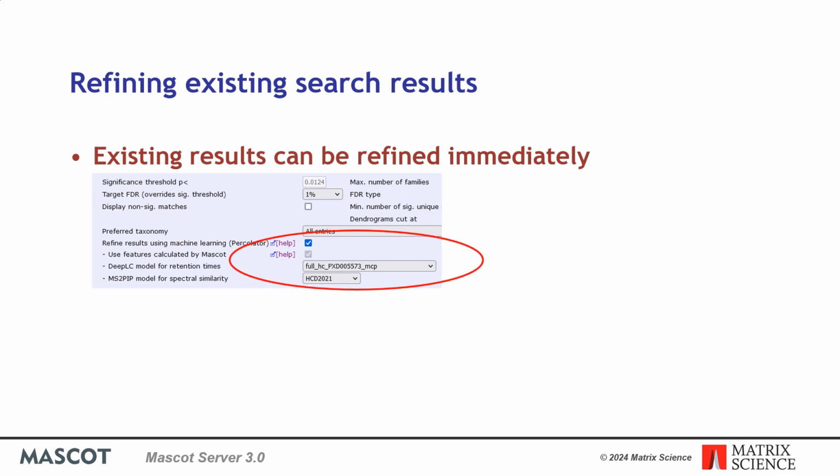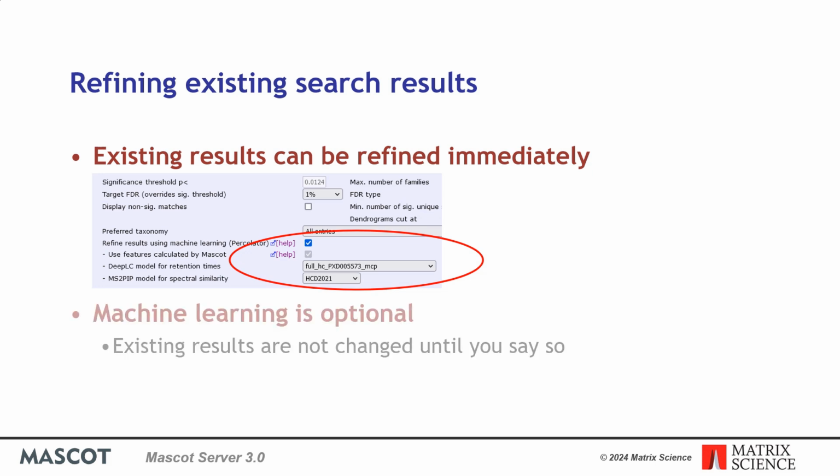If you're in the middle of a project, updating to Mascot Server 3.0 is safe. Machine learning is entirely optional. Until you enable it explicitly, your existing search results are not changed.